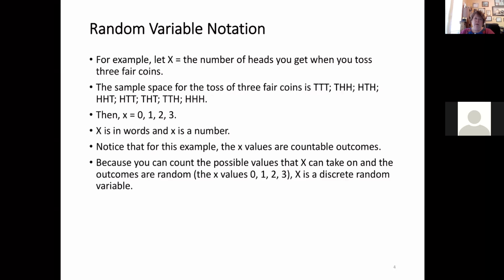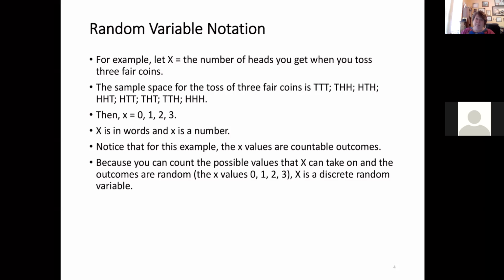For example, you run an experiment where you're flipping a coin. So capital X, the random variable, could be the number of heads you get when you toss 3 coins. So I have 3 coins, I toss them. What's the number of heads I get? That's my random variable. Now, what values can that take on?